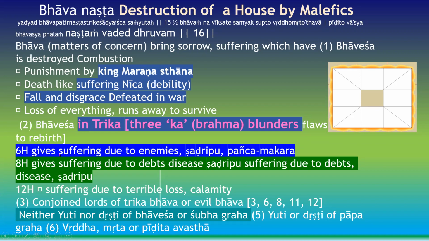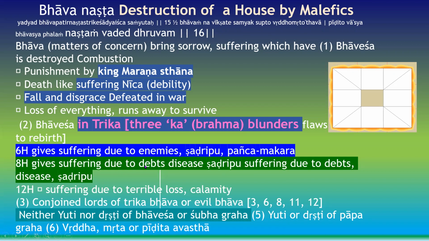If it is the 6th house, it will give suffering due to enemies, Shadripu. We went through Shadripu, the 6 cardinal sins, and the Panchamakara. Panchamakara is the 5 huge temptations because of which human beings fall. That's the 6th house signification. Refer to the previous videos on the 6th house, where we have discussed that at length. Then we have the eighth house.